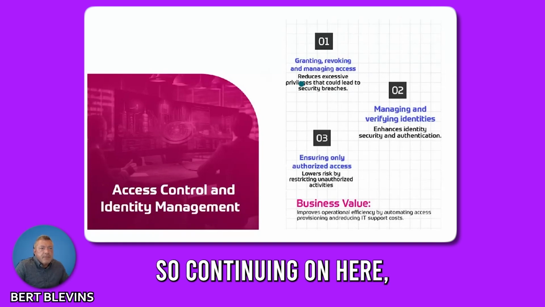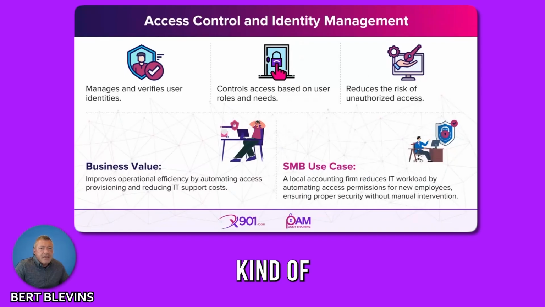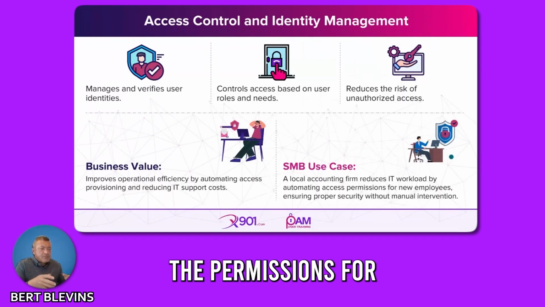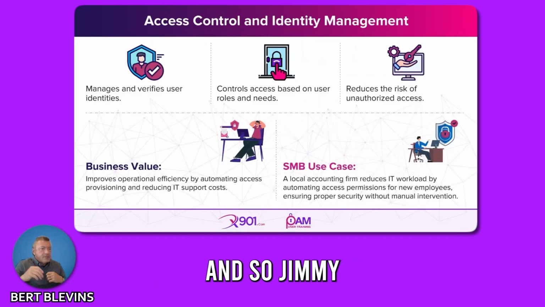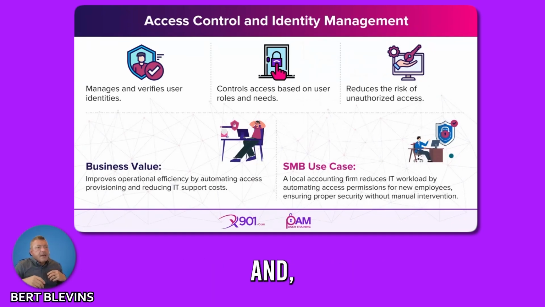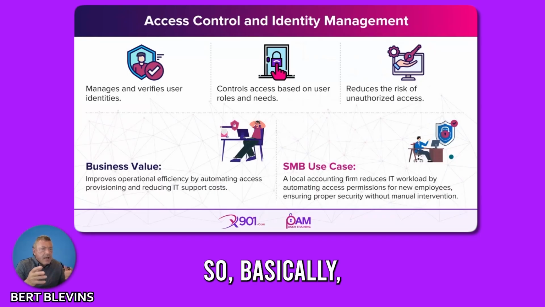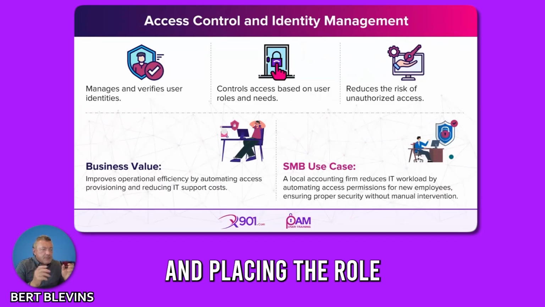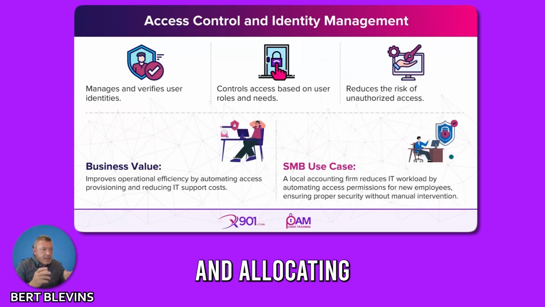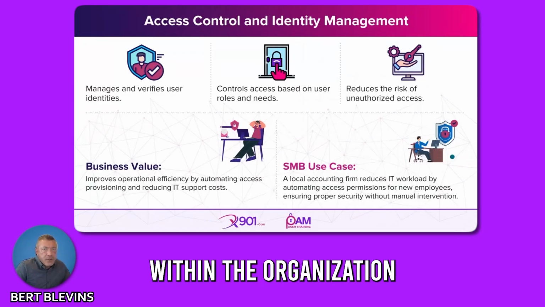Continuing on, we have this use case where I say basically what I just mentioned. I kind of alluded to it before I got to it. A user comes in, requests the permissions, and they just say, I just want what Jimmy Smith has. Jimmy Smith may be a department head, maybe the administrator of marketing, and a few other facets he worked on that are maybe cross-functional. But that's not a real use of privilege access and allocation of identity. Again, it's about the role, placing the role into the identity, and granting and allocating privilege to that identity that's properly vetted, so you know what their role is going to be within the organization or how they're going to use the tool.